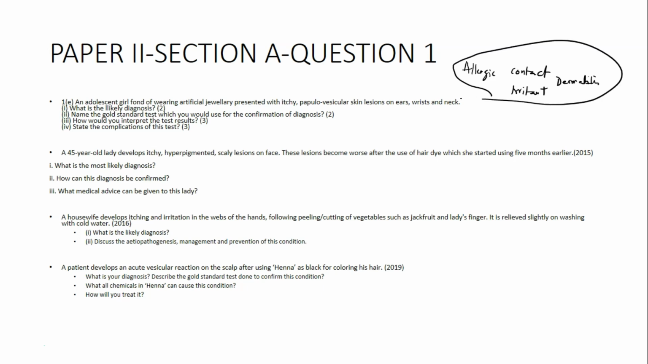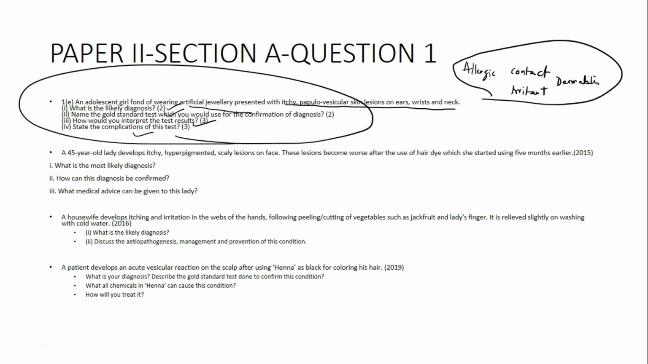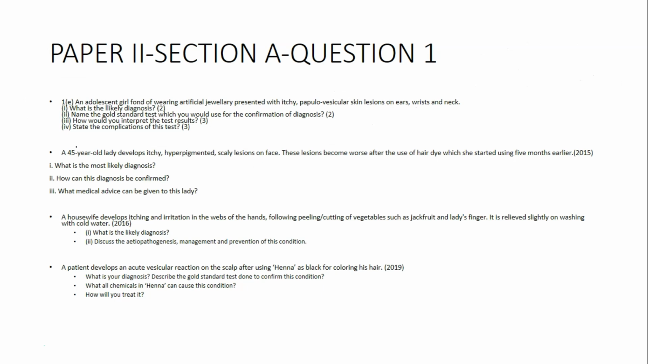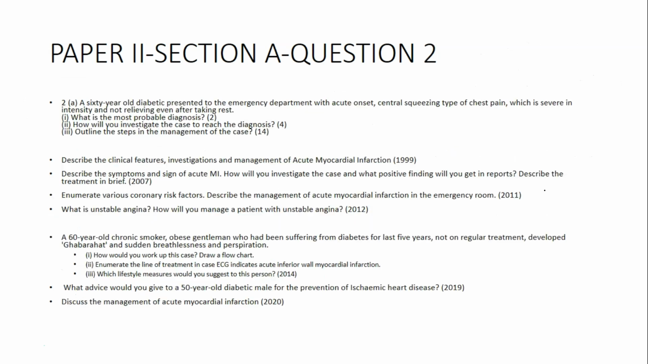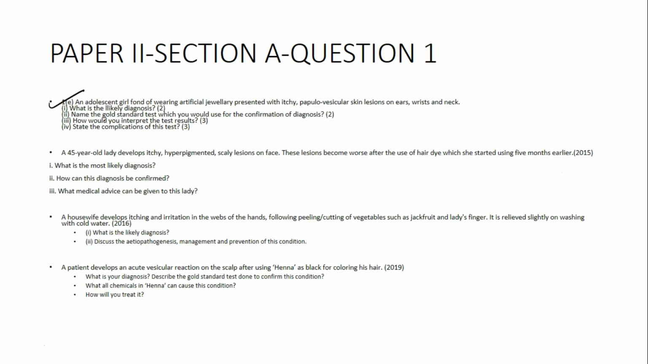So here they are asking you about artificial jewelry presenting with itchy papulovesicular skin lesions on ears, wrist and neck. Diagnosis, gold standard. How do you interpret these tests? State the complications of this, the test which you perform, that is the skin test. Next question. So we are done with question number 1. One question from derma, predictable one.